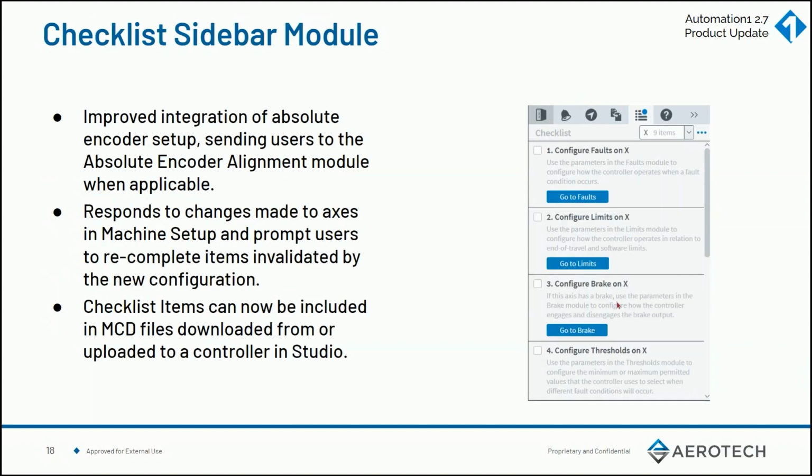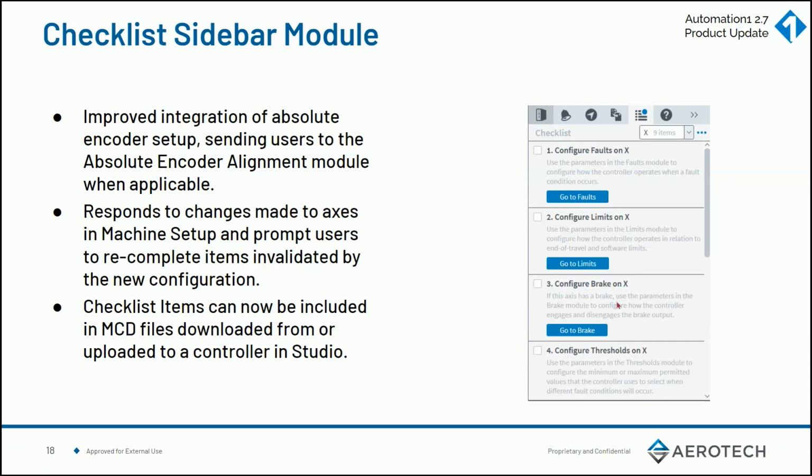We also updated the checklist sidebar module in 2.7. This one feature it has, which is really nice because absolute encoders seem to continue to get popular, is improved integration of absolute encoder setup. It now sends users to the absolute encoder alignment module when you actually have an absolute encoder on that stage. It also responds to changes made to axes in machine setup and prompts users to recomplete items invalidated by a new configuration of an axis.